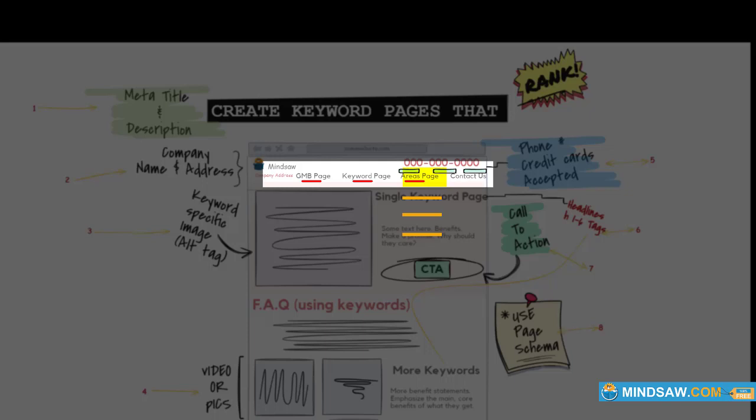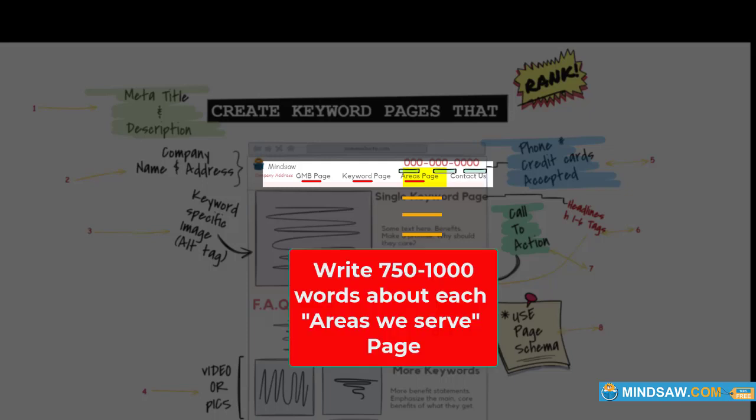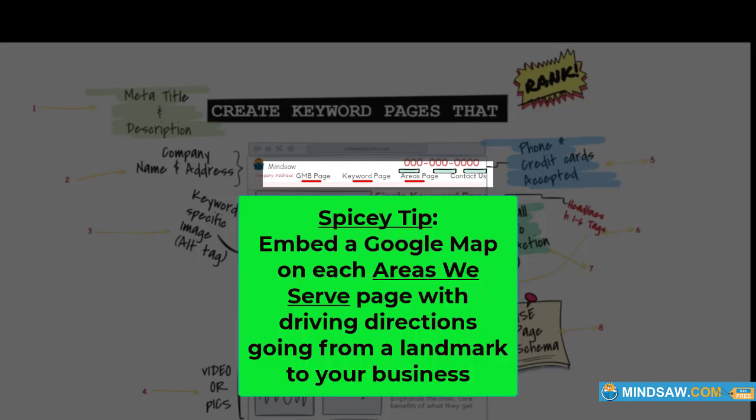Now, on each page, you need content. So I would write up anywhere between about 750 to 1,000 words on each town. You want to talk about when the town was founded, things to do in that town, famous people maybe that were born there. If they have a Wikipedia page, you could get some information there. You want to show Google that you're servicing the town, and that these are the areas that you service.